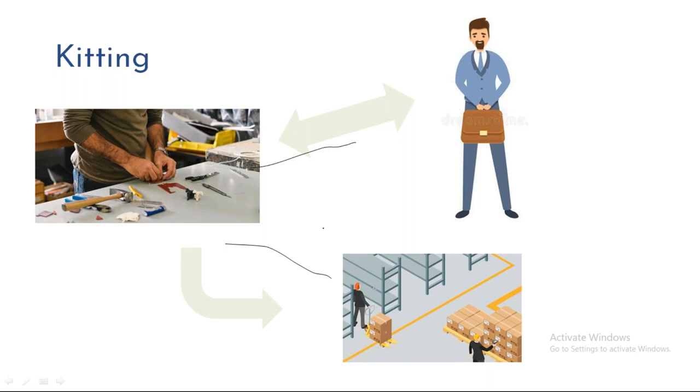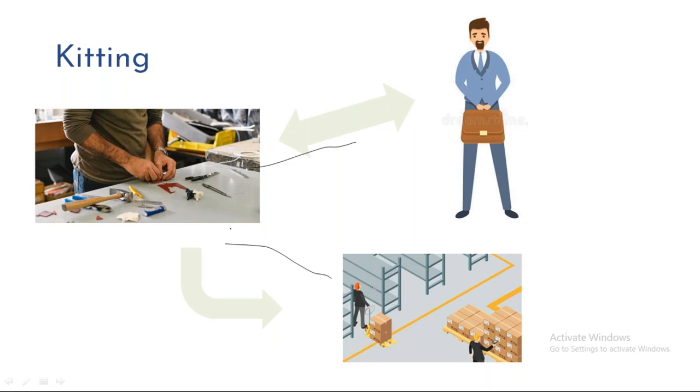In make to order, whenever a customer orders, that's when we actually start producing it. And that is make to order. In case of make to stock, based on the forecast, we produce something and then we store it in our warehouse, and then we ship it to the customer. That is make to stock.